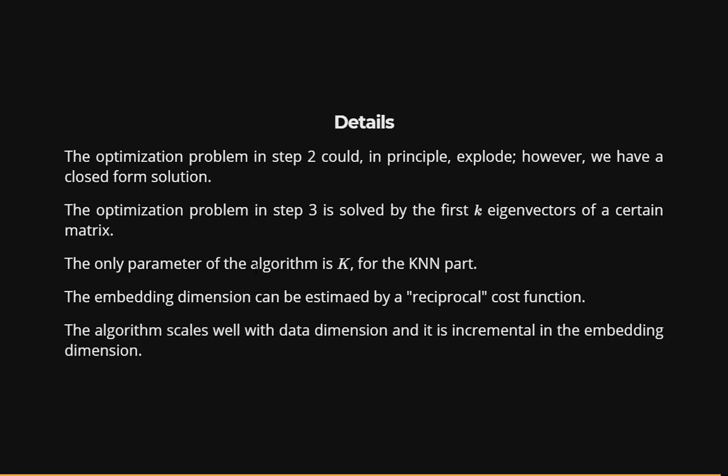The algorithm scales well with data dimension and is incremental in the embedding dimension. So if you calculated everything for dimension k, to go to dimension k plus 1, you just need to add one step. You don't have to start back from the beginning. You just have to calculate one more eigenvector because everything else remains the same. So the only point which depends on the embedding dimension is the last, step 3. So it's incremental. You calculate the first k eigenvectors, and you need the next one, ordered in terms of their eigenvalues.